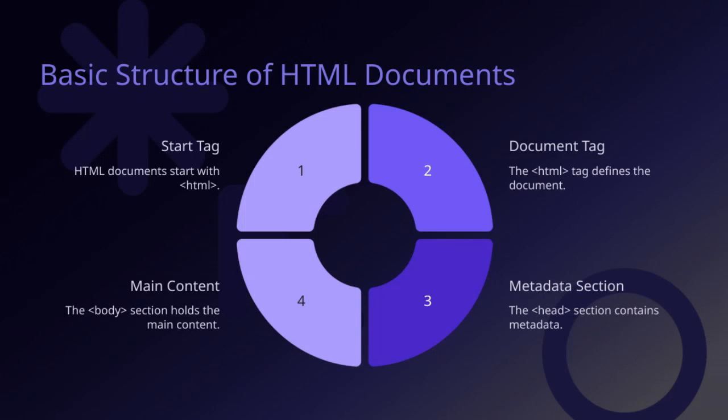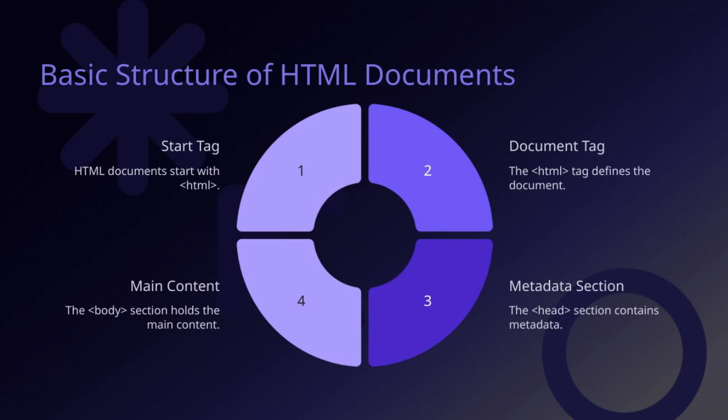First, we have the HTML tag, which is the very foundation of any web page. It tells the browser that the content inside is HTML code. Inside this tag, we have two main sections, the head and the body. The head section contains metadata, which includes information about the document like its title and links to style sheets or scripts. Metadata is essential because it provides context, but isn't directly visible on the page.